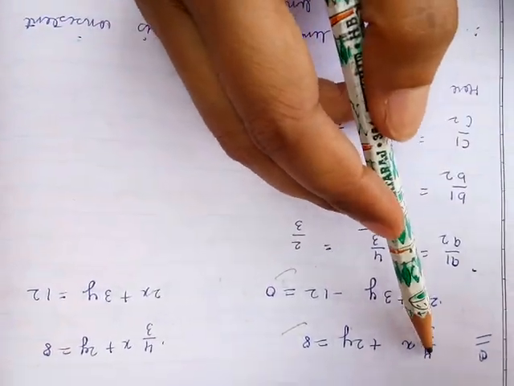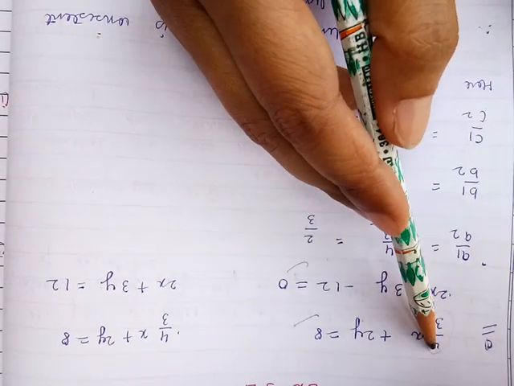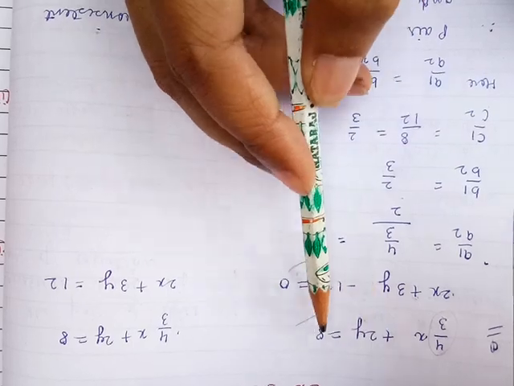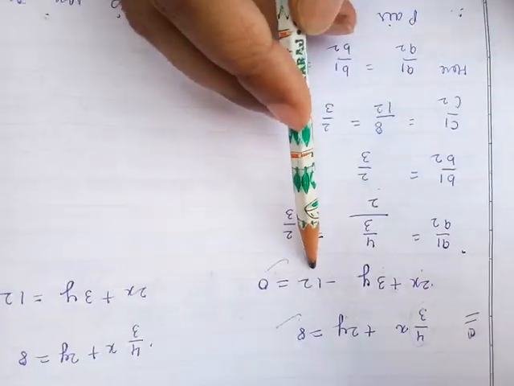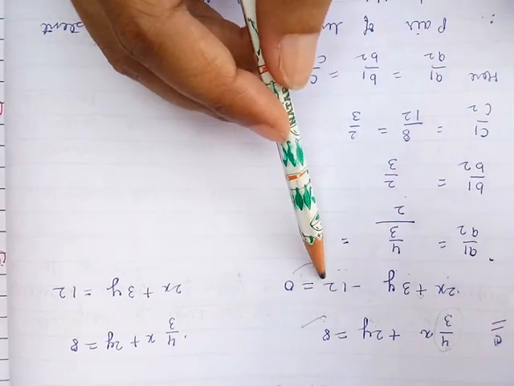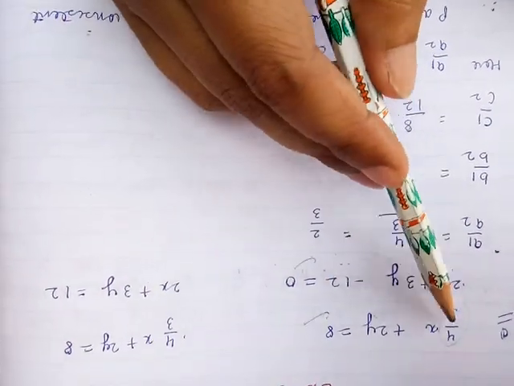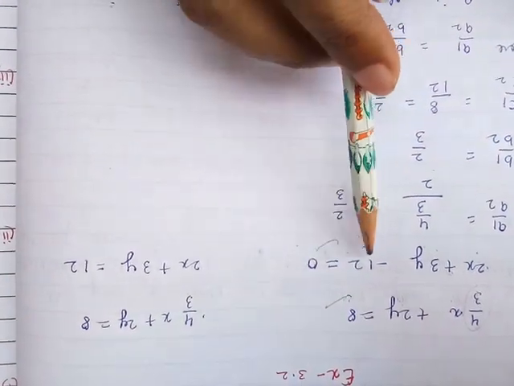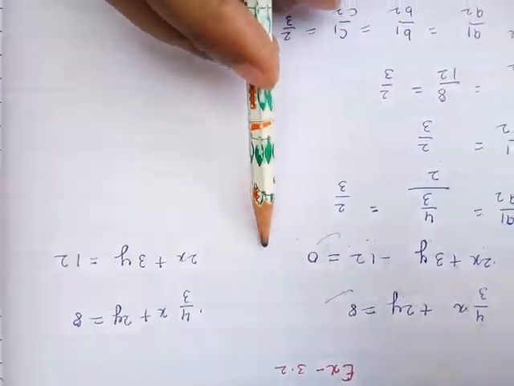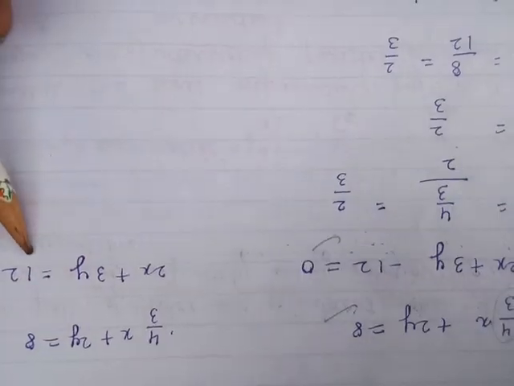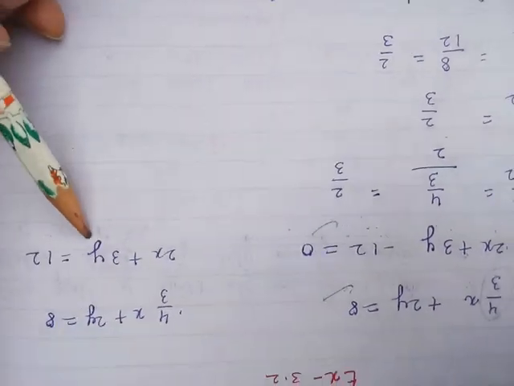So here you see, this is a1 upon this one, 4 upon 3x plus 2y is equals to 8. This is a, b and c. So here you see, 2x plus 3y minus 12 is equals to 0, and here it is 4 upon 3x plus 2y is equals to 8. So this also you change into the same form. So minus 12, this side you transpose, it will be positive 12. So now both are in the same form.